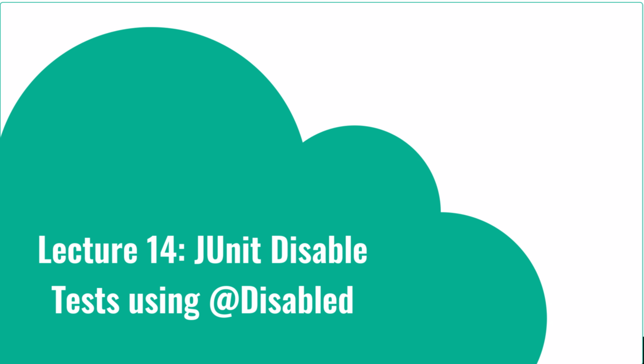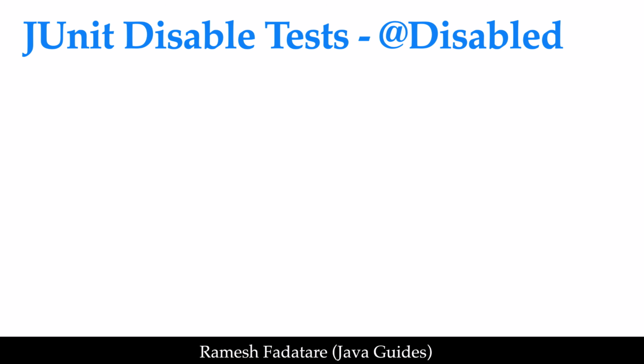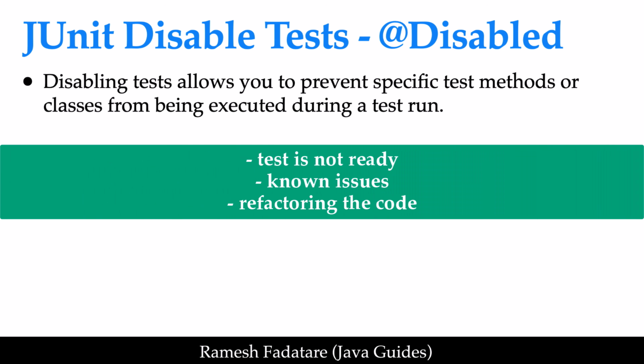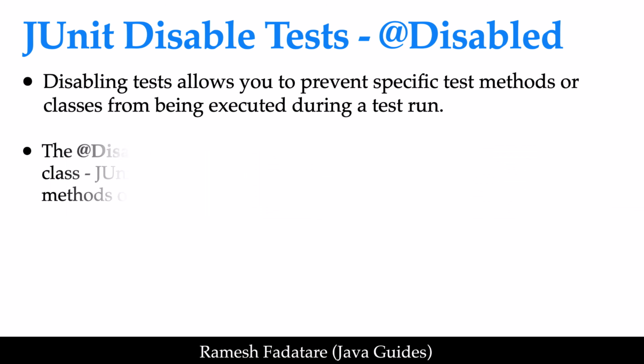Hi everyone, welcome back. In this lecture, we'll take a look into how to disable tests using the @Disabled annotation in JUnit. Disabling tests allows you to prevent specific test methods or specific test classes from being executed during a test run. This can be useful in scenarios where a test case is not ready, needs to be temporarily skipped due to a known issue, or when refactoring the code.